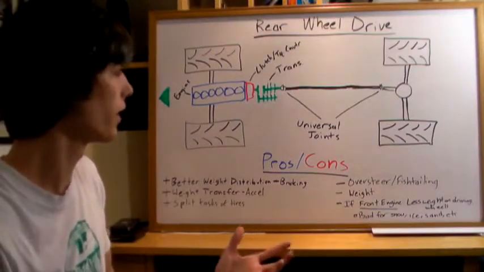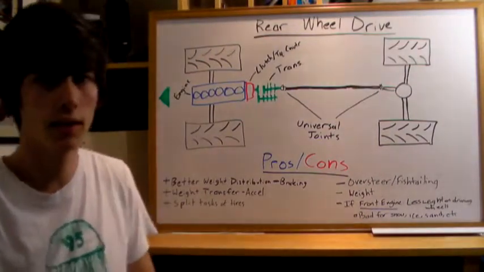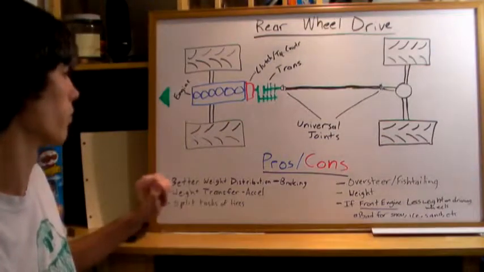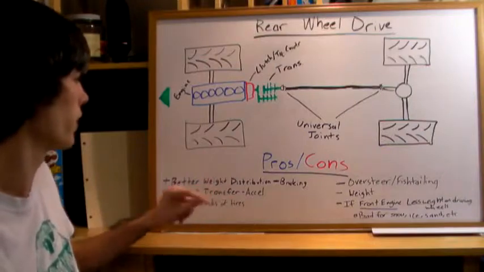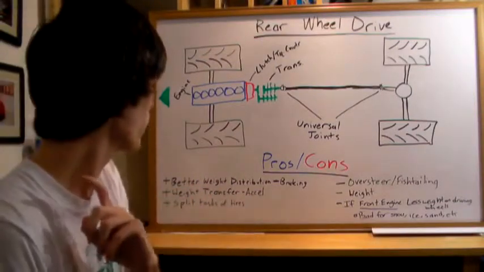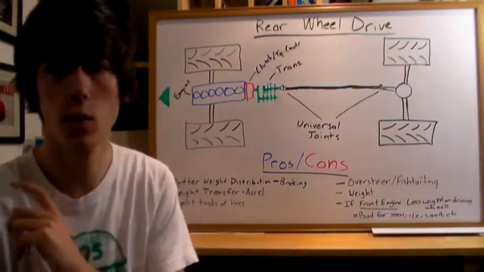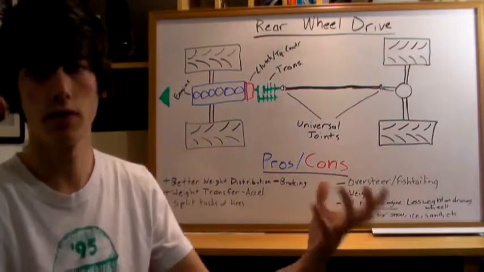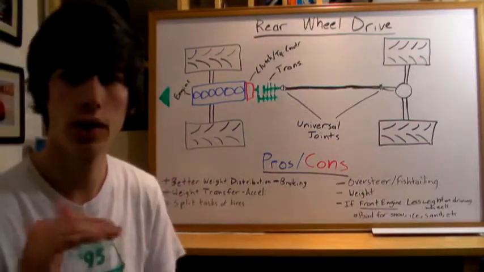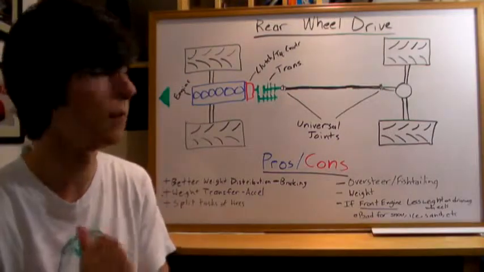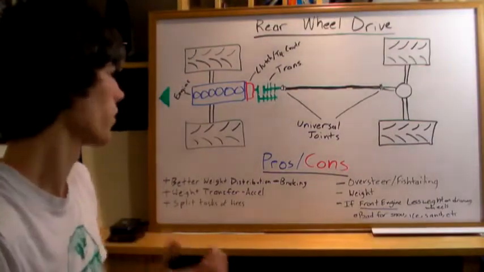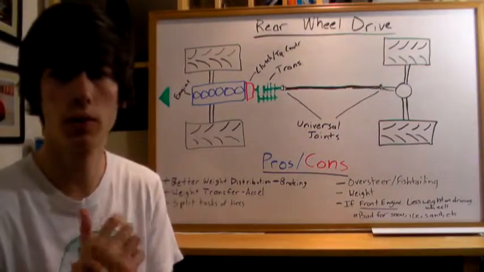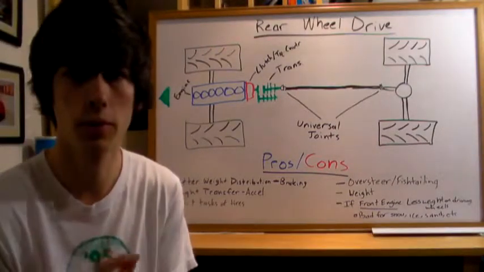So the main thing here, what are the advantages and disadvantages? Well, the two biggest advantages of rear wheel drive are weight transfer and weight distribution. So weight transfer, under acceleration, the weight of the car is going to transfer to the rear tires, so you're going to have more grip and you can push it harder. Also, weight distribution. Typically it's going to be better in rear wheel drive cars for multiple reasons.